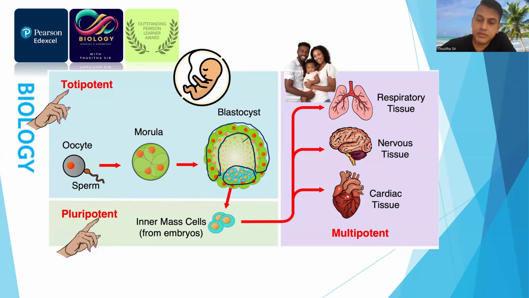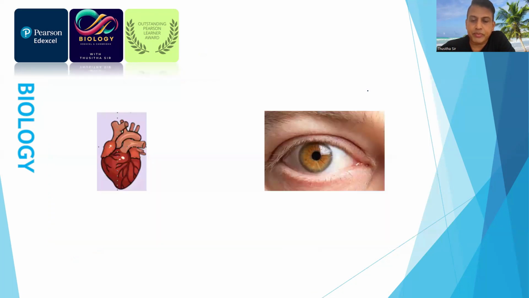For example, heart stem cells can make heart muscles. The brain stem cells can make nerves. Respiratory stem cells can maybe make alveoli like that. They have only very limited potential when we use adult stem cells. Now in this question, why can we not use the cardiac muscle stem cells to make the cornea?